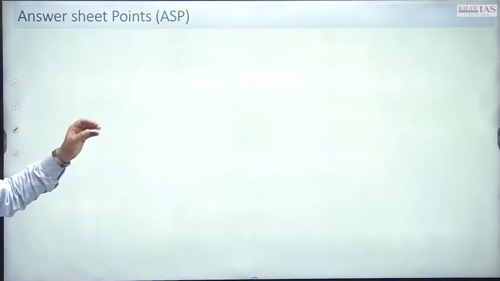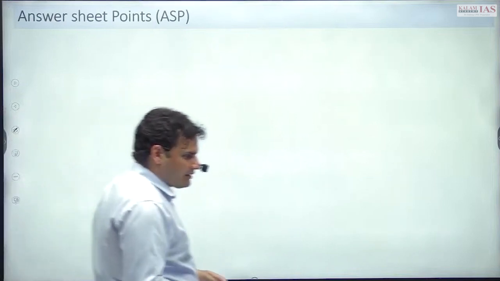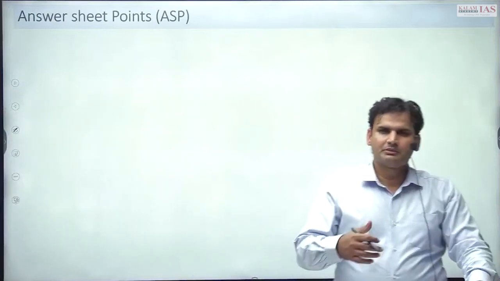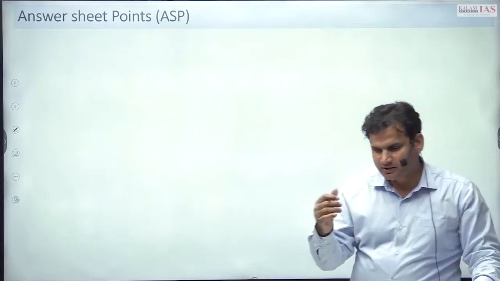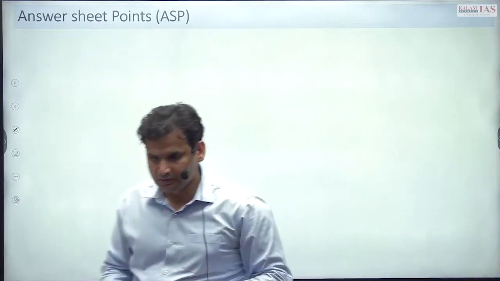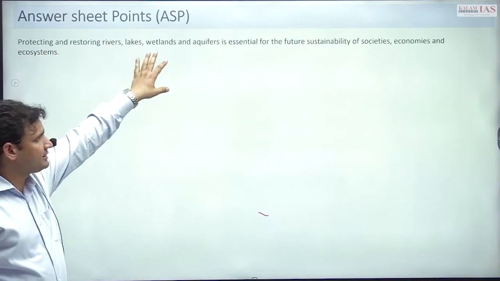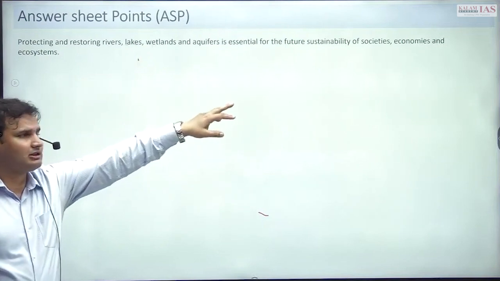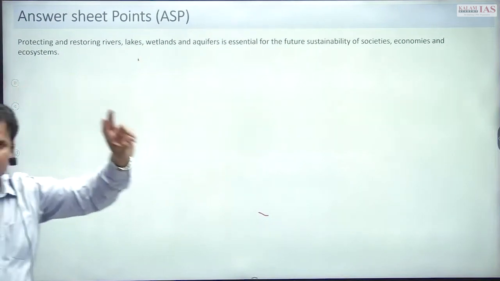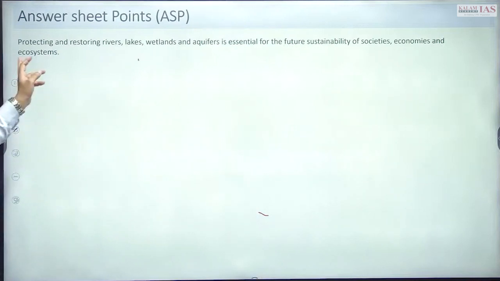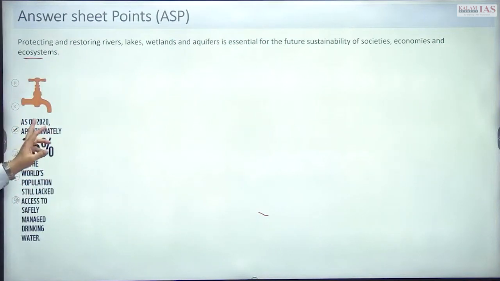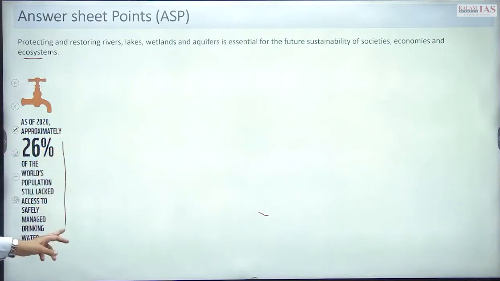So what are the answer sheet points that you should carry with you? Because you have all heard that we should always have some data and facts with us. So protecting and restoring the water bodies is essential for the future sustainability of societies, economies and ecosystems, right? And finally, as of 2020, approximately 26% of world population still lacked access to safely managed drinking water.